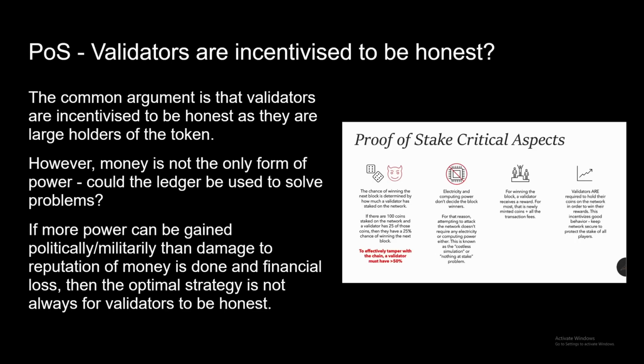One of the most common arguments against proof-of-stake is that validators are incentivized to be honest as they are large holders of the token, and if they are dishonest, then that could devalue the token. However, you have to remember that money is not the only form of power. Getting money is not the only way to win the game. And so if more power can be gained either politically or militarily than the damage to the reputation of the money and financial loss, then the optimal strategy is not always to be honest as a validator, but to take the route that gives you the most political or military power. So the same incentive structures don't exist in a proof-of-stake system as a proof-of-work system.